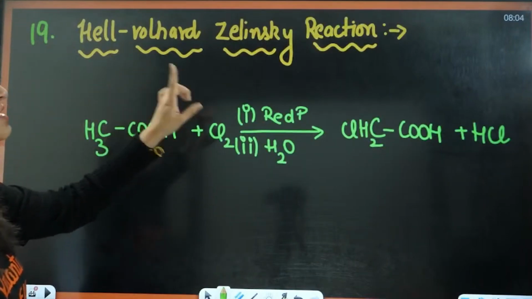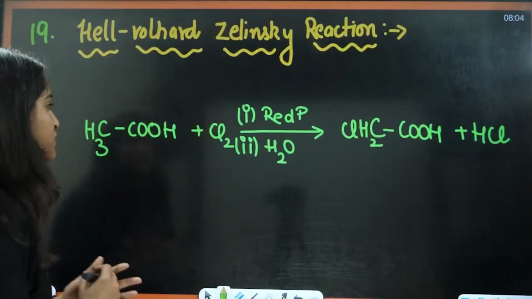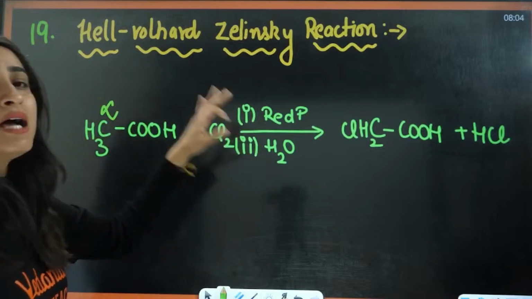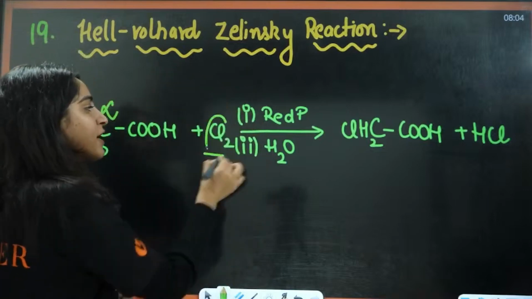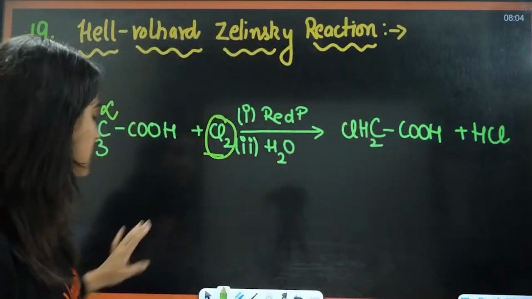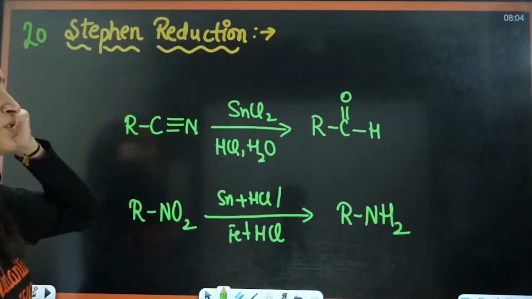Next is Hell-Volhard-Zelinsky reaction, that is HVZ reaction. In this case, alpha hydrogen will be replaced by the halogen that you have added here. I have added chlorine here, so alpha hydrogen will be replaced by chlorine here. Yes, next we have Stephen's reduction.